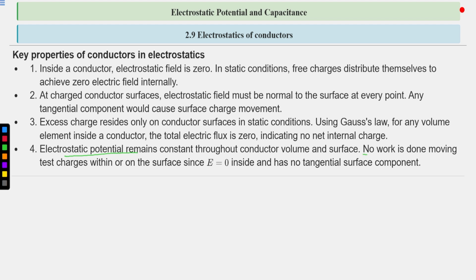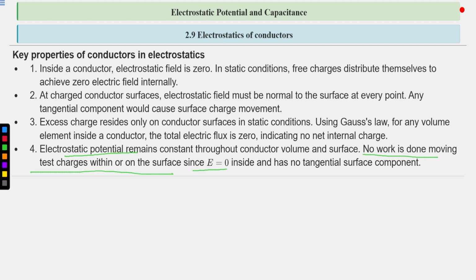So if no work is done moving a test charge within or on the surface, then what does it mean? Work is equal to charge times potential difference. So if work is 0, this means the potential difference is also 0 between any two points in the conductor. This means the potential is constant at every point inside the conductor and also on the surface.